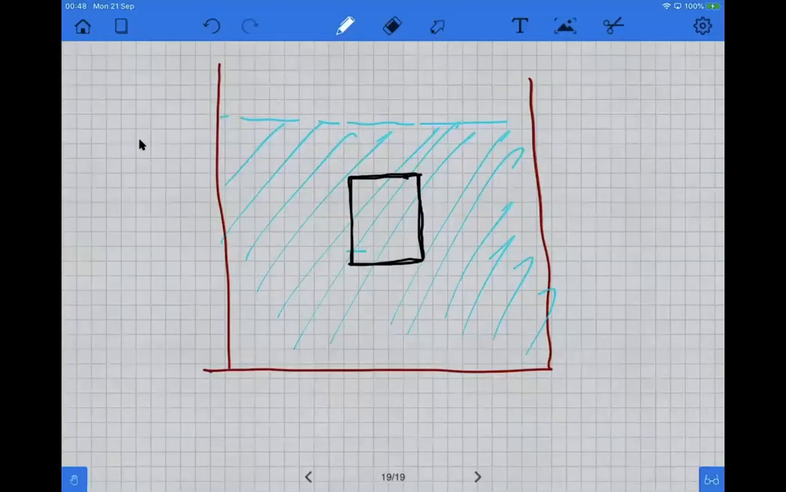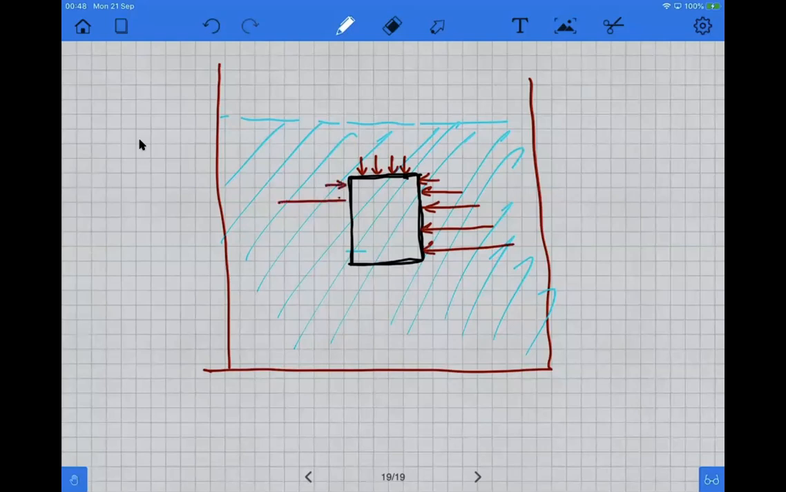On the top surface, the pressure will be low as the depth of the liquid is very low. As you move downwards, the pressure will increase because of the increase of the depth. However, on the side surfaces, the pressure will go on to increase because of the increase of the depth. Yet on the bottom, the pressure will be further increased because of the increase of the depth.